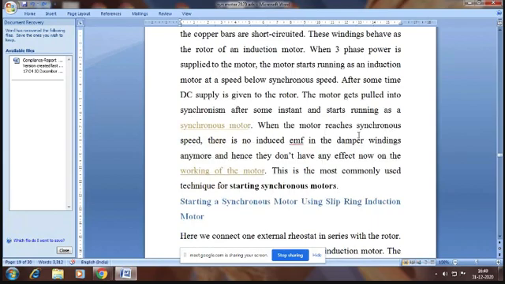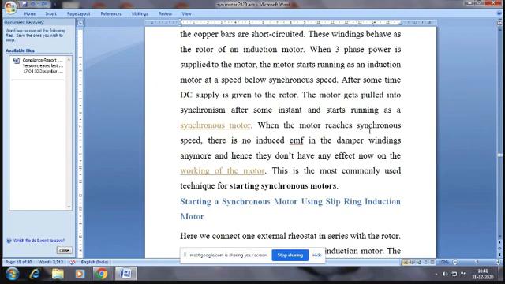When the motor reaches synchronous speed, there is no induced EMF in the damper windings. Because the relative speed is needed for induced EMF. When the relative speed becomes zero, because both will be running at the same speed. Both means which? Your stator magnetic field and the rotor speed. That being the case, there is no relative motion between the two, hence no induction, hence no EMF.